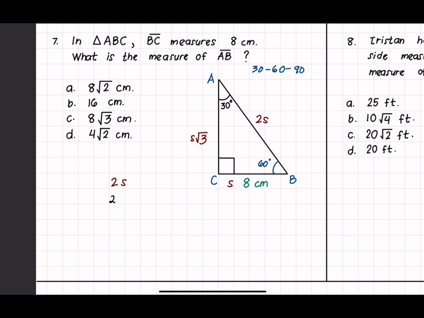So we have 2 times our short leg, which is 8 centimeters. So 2 times 8 is equal to 16 centimeters. That is the measure of side AB. And the correct answer is letter B, 16 centimeters.